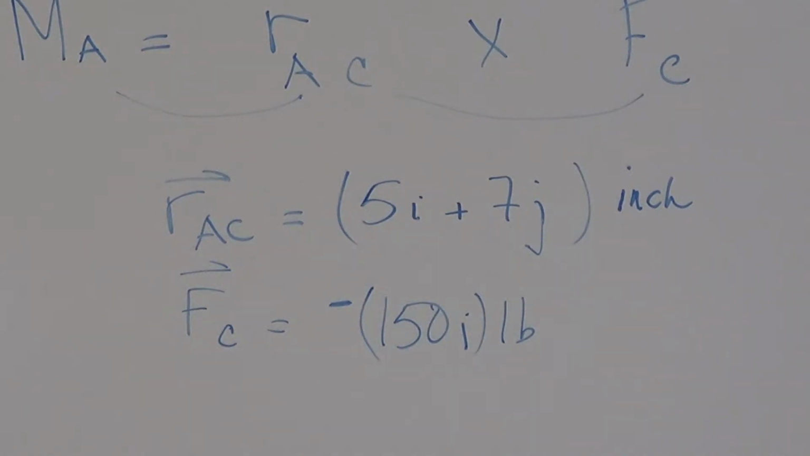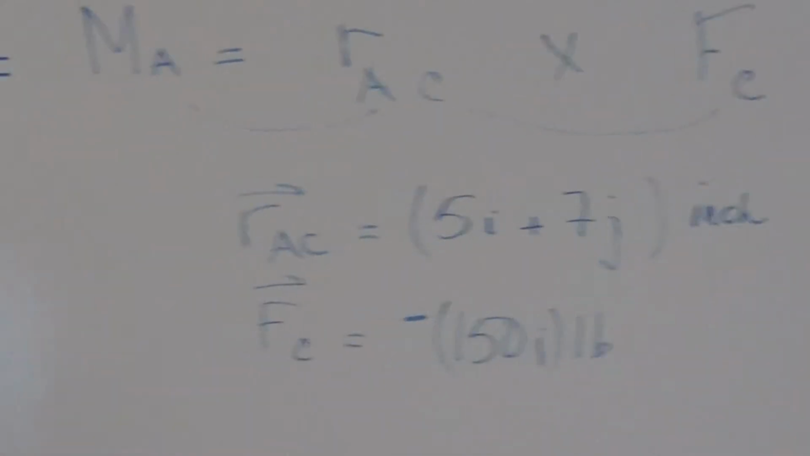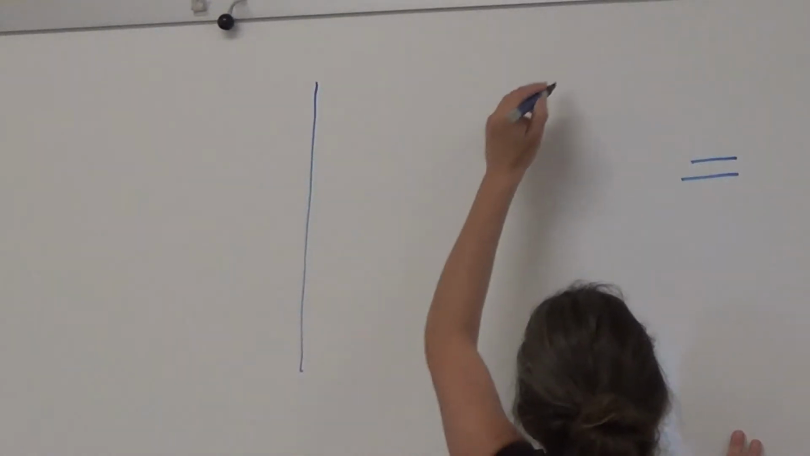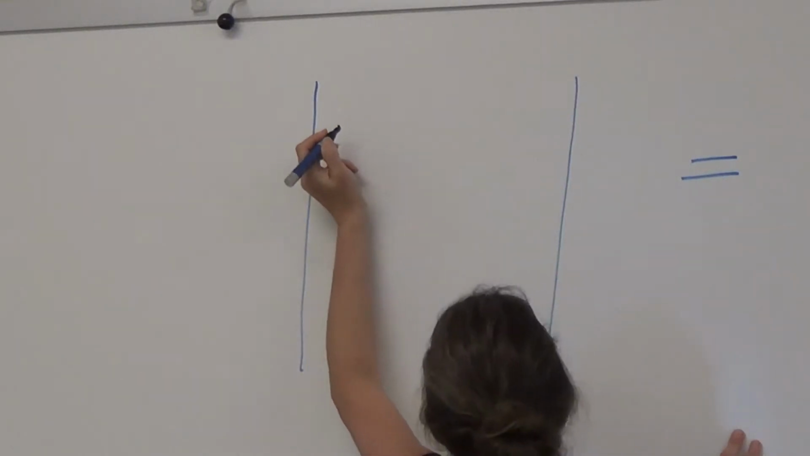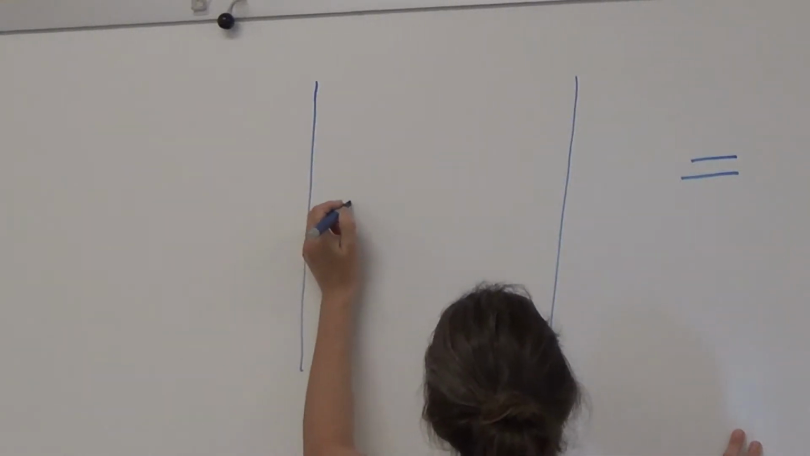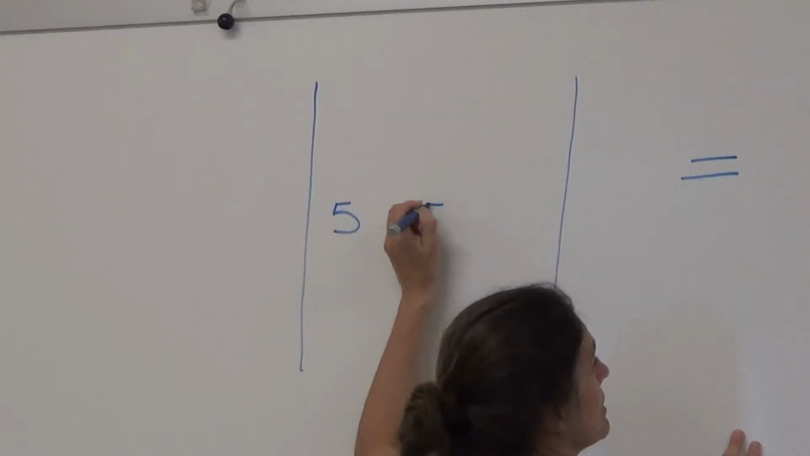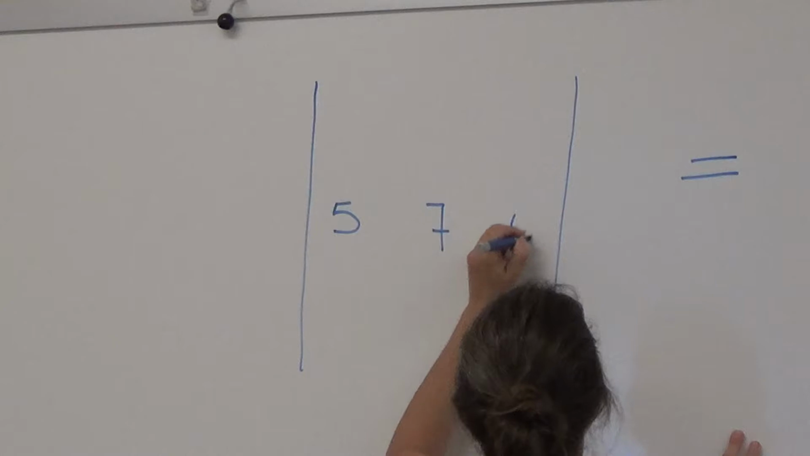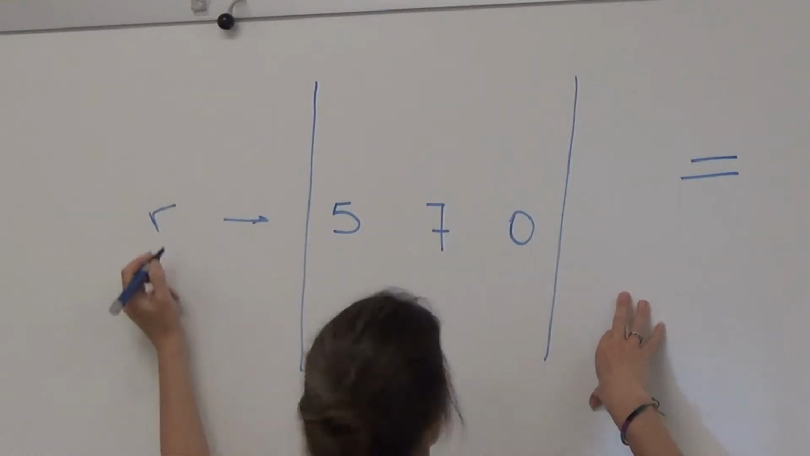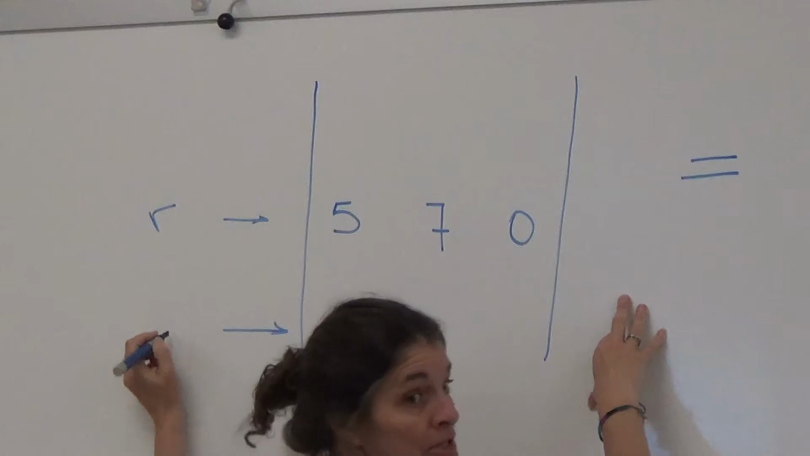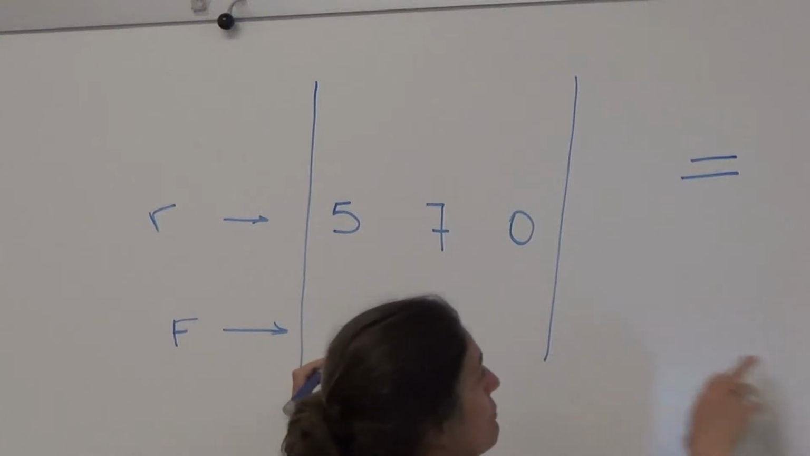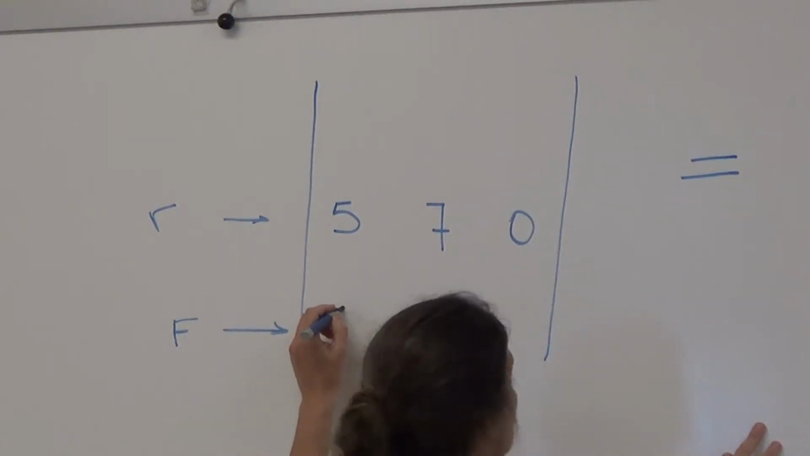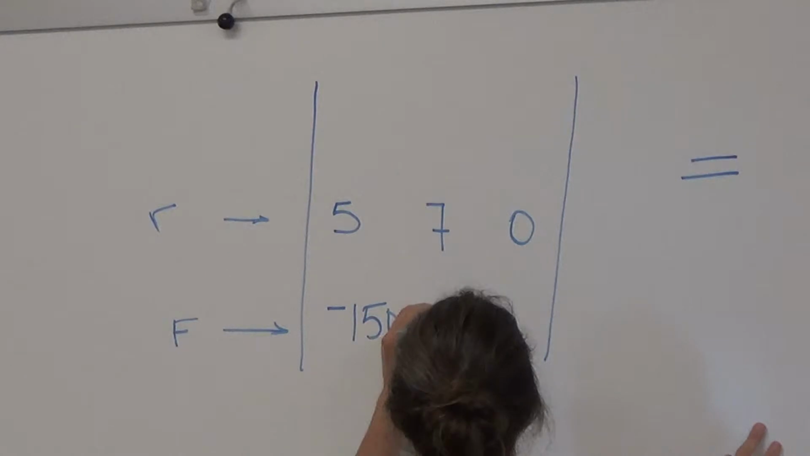So do you remember how to set up the cross product using a determinant? What is the first top row? Chris, what's the top row? 5, 7, 5i, 7k. Okay, that's the second row, so let's write it in. J. 5, 7, and 0. 0. So the second row represents the R vector. The third row represents the force vector. So the force would just be negative 150. Right. 0, 0 and 0.